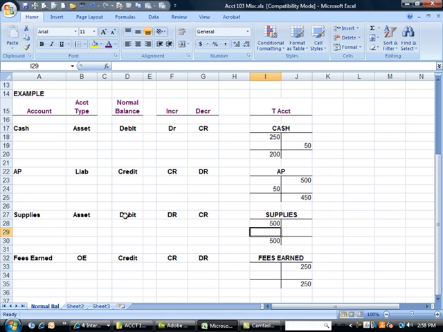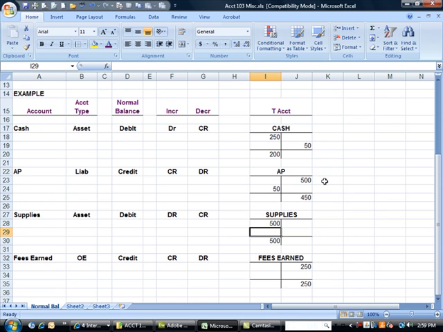See the normal debit balance for supplies. It's an asset, it's a debit. AP is a liability, so its normal balance is a credit. And at that point, my accounting equation is in balance. Let's say I earned some fees, some revenue. I got $250 in cash. So my fees are a normal credit balance, so I get a credit, and I got cash, which is a normal debit balance. So at that point in time, my accounting equation is in balance.